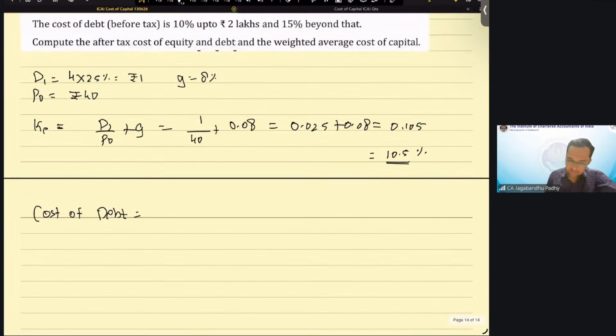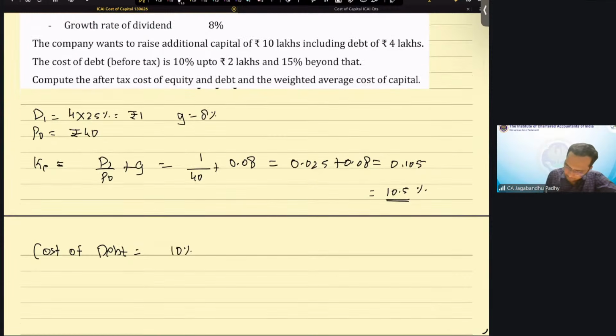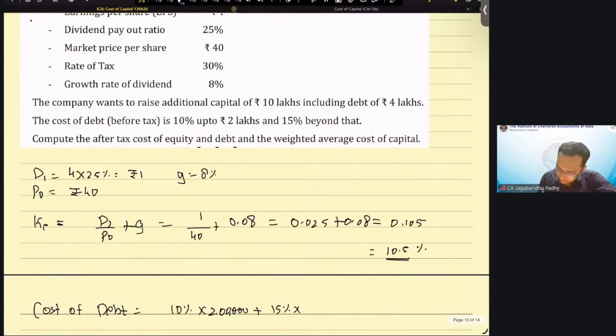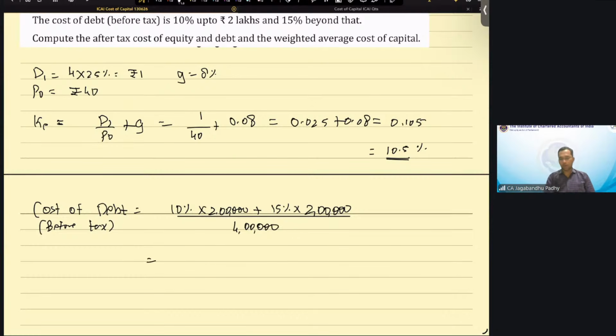Cost of debt is going to be 10% into 2 lakh plus 15% into the remaining 2 lakhs. Right? This is, of course, the cost of debt before tax, and this whole thing is divided by 4 lakh. So 10% into 2 lakh plus 15% into 2 lakh divided by 4 lakh. This works out to be what? 10% into 2 lakh is 20,000. 15% is 30,000. So 50,000 upon 4 lakh.